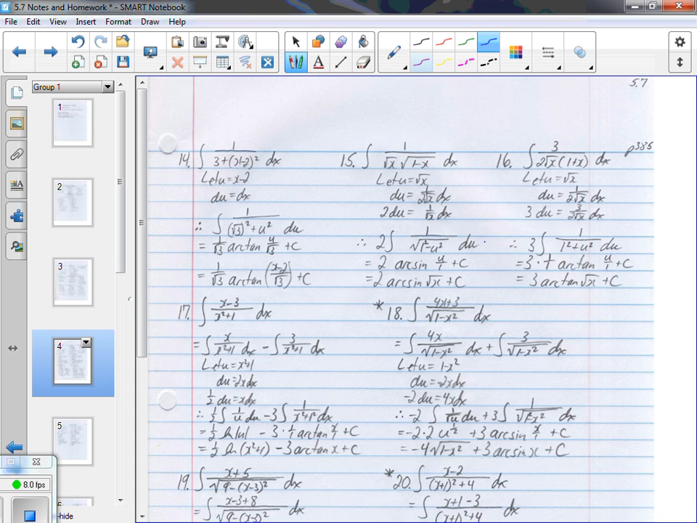So now that we've got that, it fits the arc sine exactly. So that'll be the arc sine of u over a plus c. And then the square root of x over 1, just the square root of x. So 2 times the arc sine of the square root of x plus c.